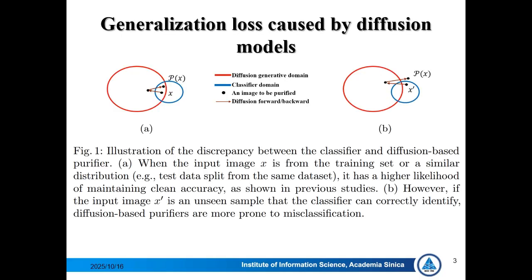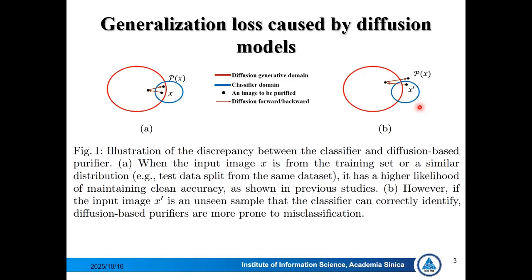Here, I want to show the discrepancy between the diffusion-based purifiers and the classifier. The two circles represent the difference between purifiers and the classifiers. The red circle draws the generative domain of the purifier, while the blue circle represents the true prediction of the classifier. When the input image X is from the training set or a similar distribution, for example, a test data split from the same dataset, it has a higher likelihood of maintaining clean accuracy.